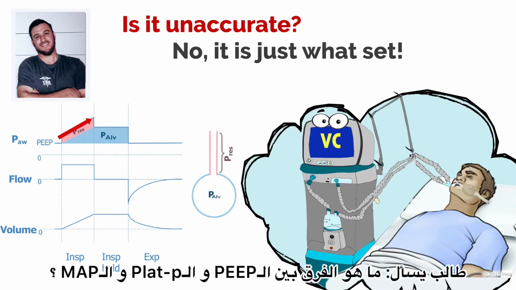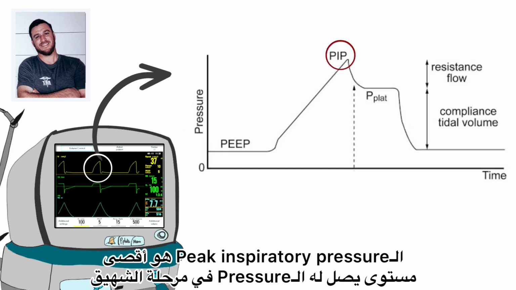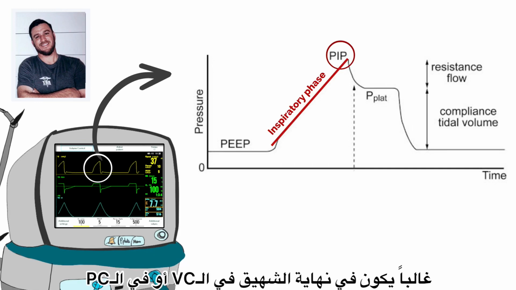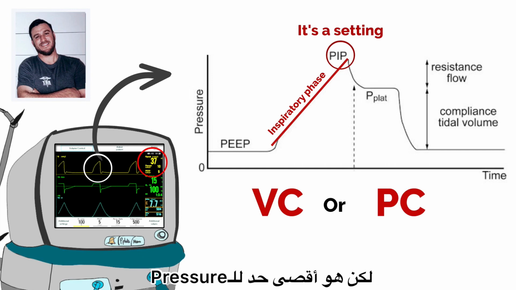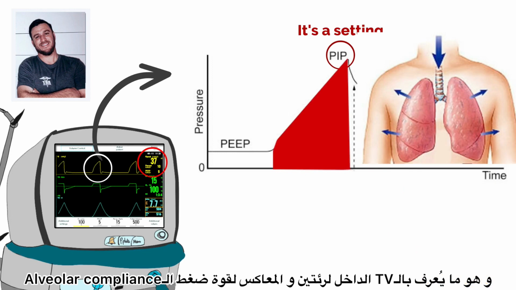So, good question. A student is asking, what is the difference between PEEP and plateau pressure and airway pressure? Good question. Peak inspiratory pressure is the maximum pressure reached during the inspiratory phase. So that's peak inspiratory pressure. This usually happens at the end of a volume control breath, or if you're in pressure control, then it's a setting, and so it's what's set. But it's going to be the highest pressure.